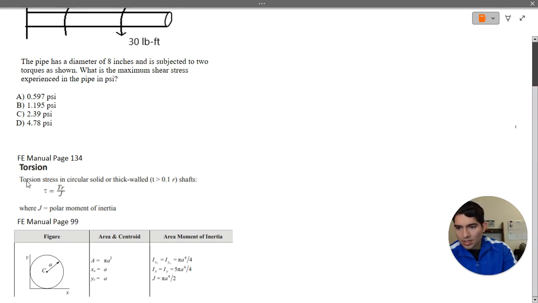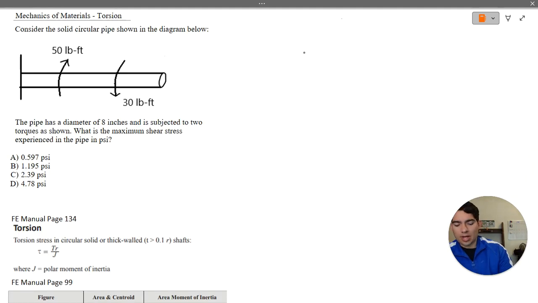The first one is the torsion stress formula on FE manual page 134, and then right under it I have the formula for the polar moment of inertia for a circular shape, and you can find that one on page 99 of the manual. Okay, so I'm just going to rewrite our formula for the torsion stress over here for us. There it is. And this torque is going to be the resultant torque that is on the pipe.